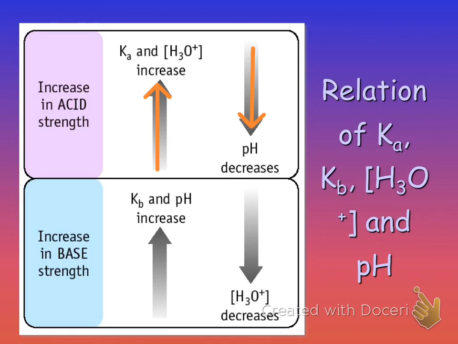We'll get to bases tomorrow in class, but just to preempt you, if we want an increase in base strength, we'd have to increase the Kb, which then increases pH, but look what it does to hydronium concentration. It decreases that. So you can see your hydroniums kind of switch places with one another, and you can also see that your pHs switch places with one another.